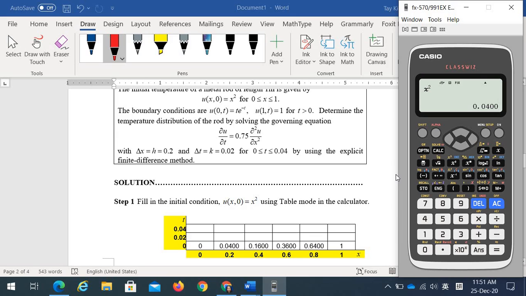Okay, we have filled in the initial condition. Now we are going to fill in the boundary condition. The boundary conditions are u(0,t) equal to t exponent negative t. This is when x equal to 0. I can put those two values; maybe I can use calculate or I can use table, up to you. Of course, in the calculator you have only A, B, C, D, E, F, X, Y, M, so the t here I change it to x.